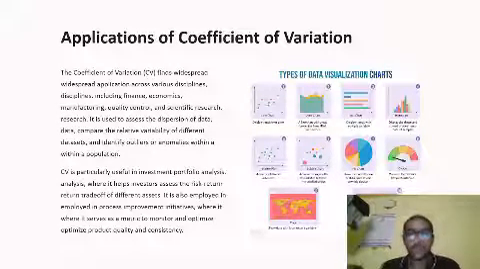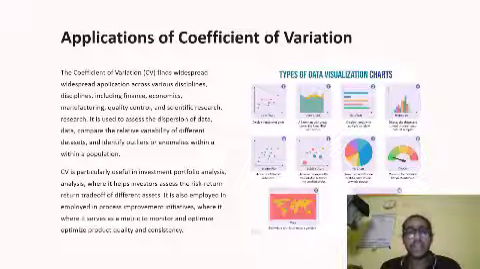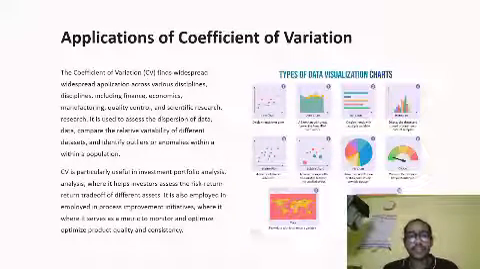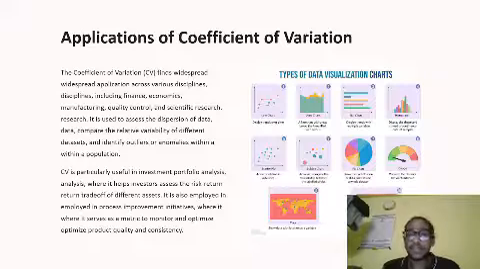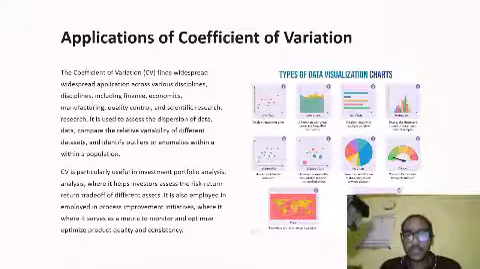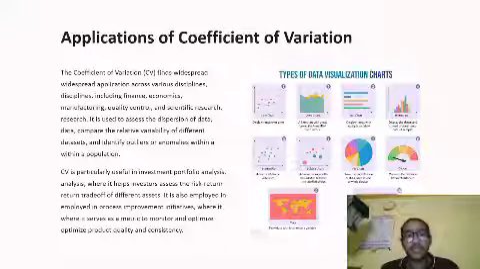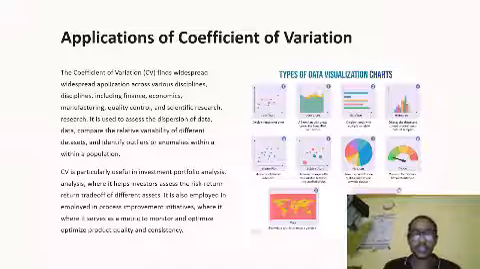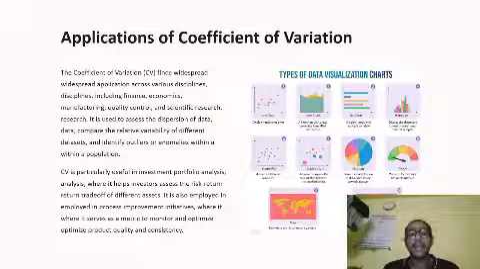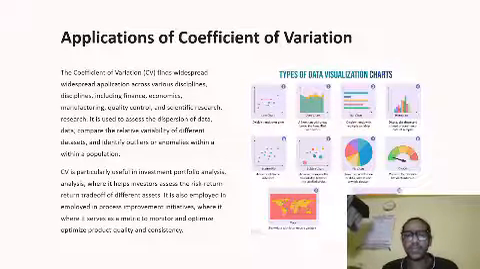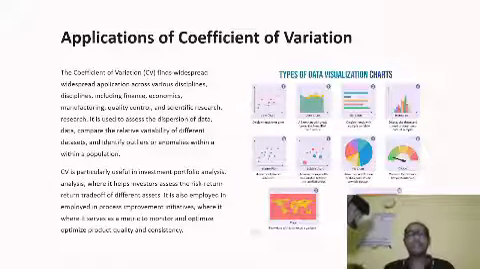Application of coefficient of variation. The coefficient of variation finds widespread application across various disciplines, including finance, economics, manufacturing, quality control, and scientific research. It is particularly useful in investment portfolio analysis, where it helps investors assess the risk-return trade-off of different assets. It is also employed in process improvement initiatives, where it serves as a metric to monitor and optimize product quality and consistency.